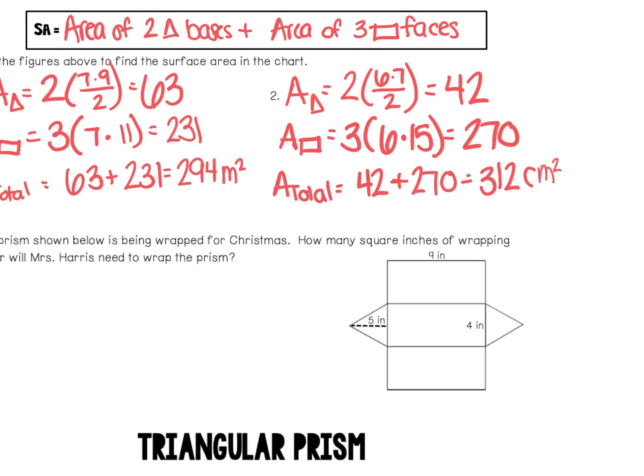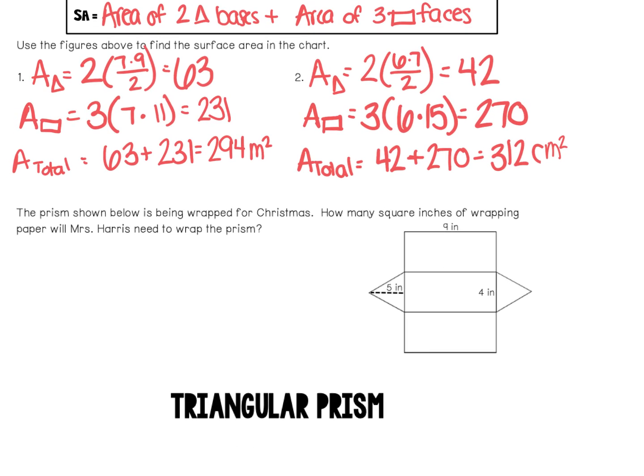All right, last one. Prism shown below is wrapped for Christmas. It says, how many square inches of wrapping paper will Mrs. Harris need to wrap the prism? So looking at this word problem, am I looking for surface area or volume? No, surface area. Volume is how much I can fit inside. Surface area is how much around the outside. I am not filling this present with wrapping paper. That would be silly. I'm covering it with wrapping paper, which means it's surface area, yes.